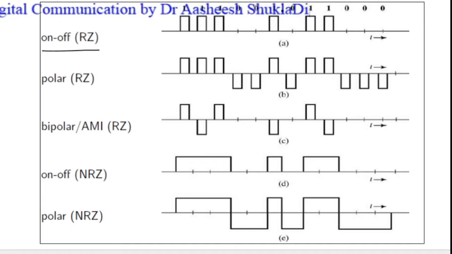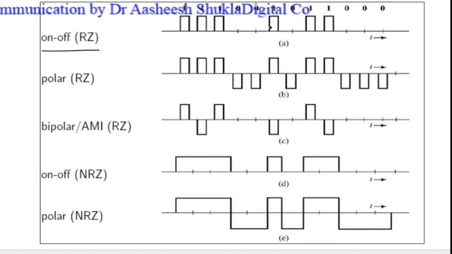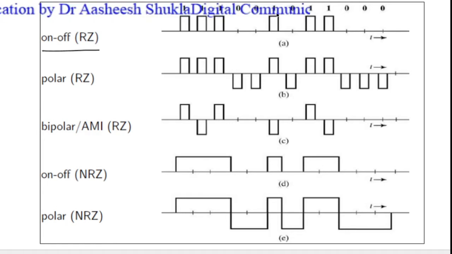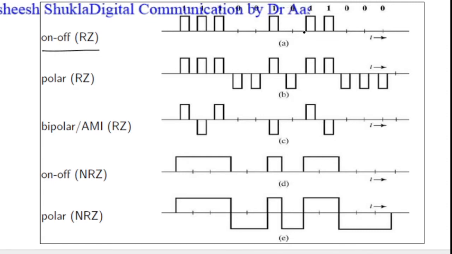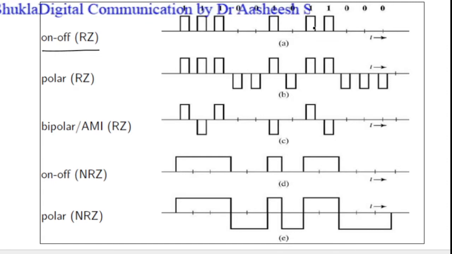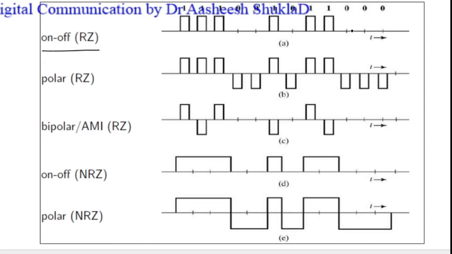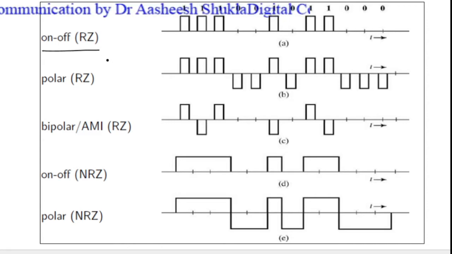Because it is return to zero, at the place of 0 it comes down to the 0 level. Again when we have 1, the pulse rises to some value, and similarly for 0 it will be low again, and for 1 it will be a high pulse, and for 1 again a high pulse, and then 0 0 0. So this is on-off RZ.